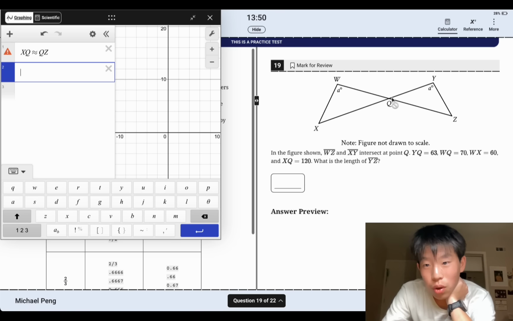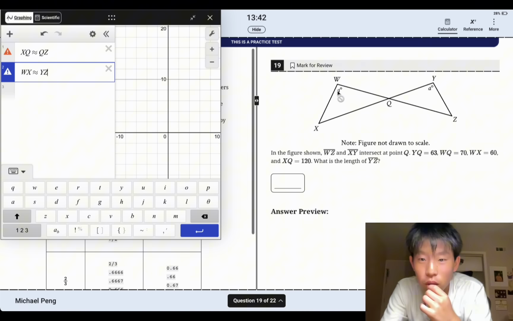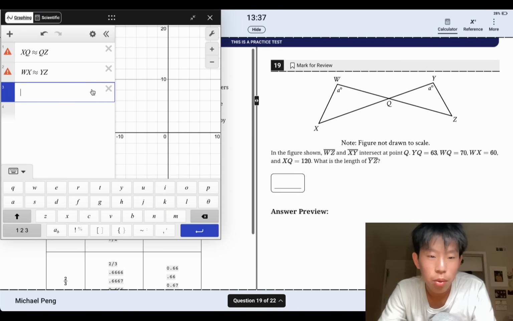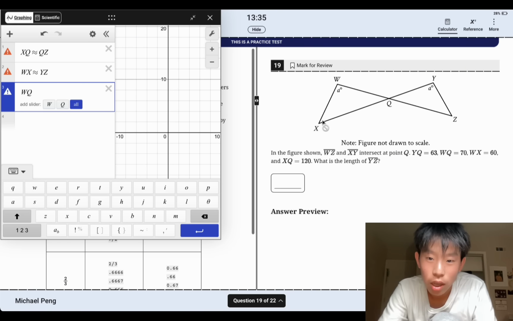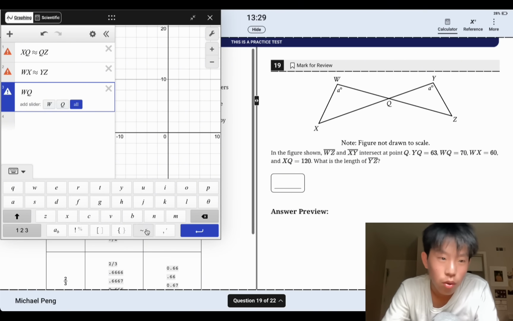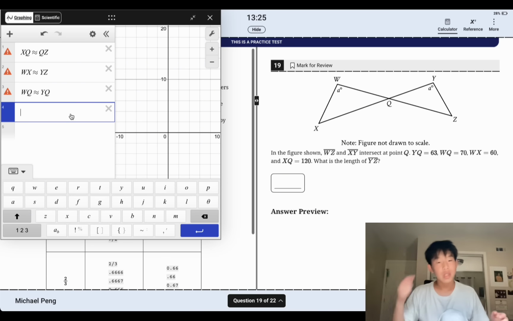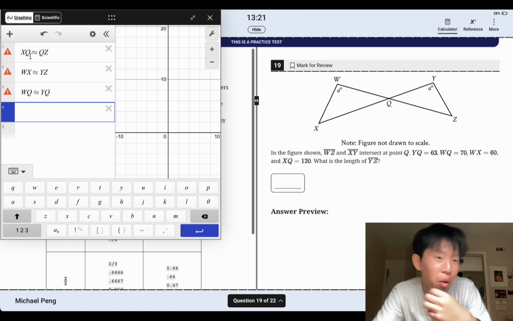What else? We know that these two are exactly the same. So now we know WX is similar to YZ. What's our next thing? We know that this last one, WQ, because this angle opens up to this line, and this angle opens up to this line, is YQ. Okay, so now you're like, bro, you're on to absolutely nothing. Which, low-key, you're right.